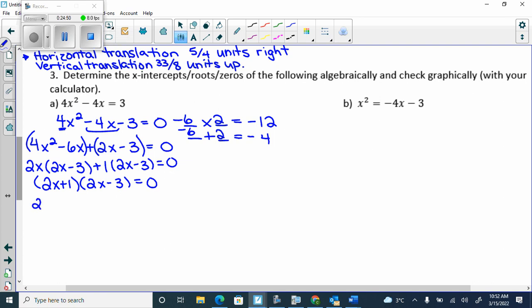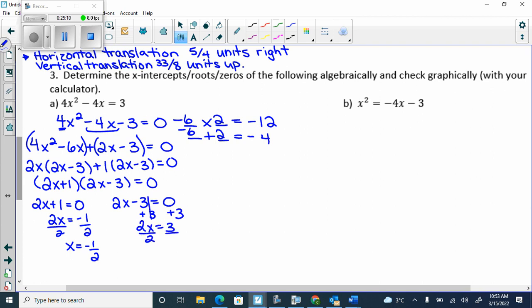So I'm going to get 2x plus 1 equals 0, 2x minus 3 equals 0. 2x equals negative 1. Divide by 2. x equals negative a half. Add 3. 2x equals 3. Divide by 2. x equals 3 halves.